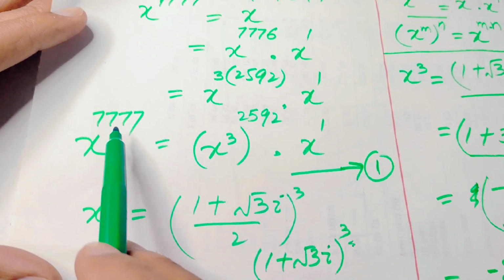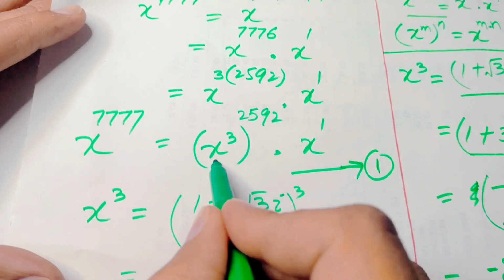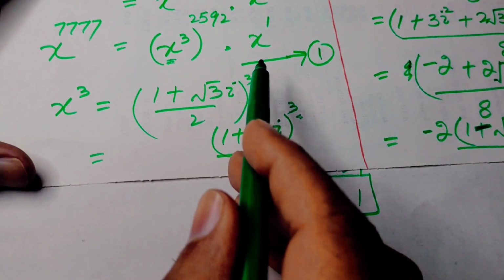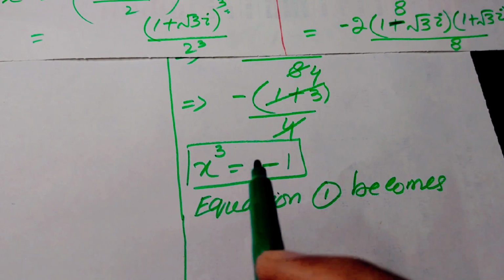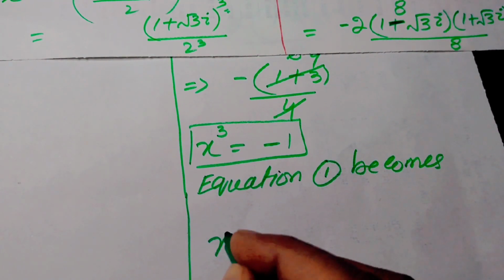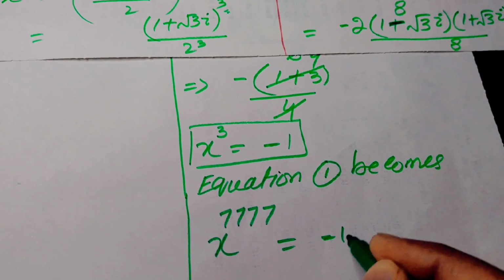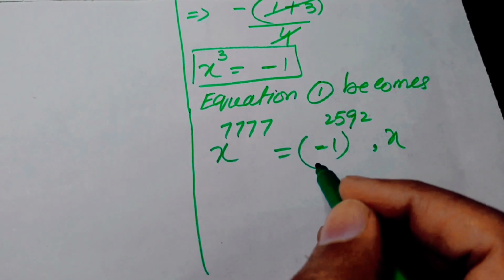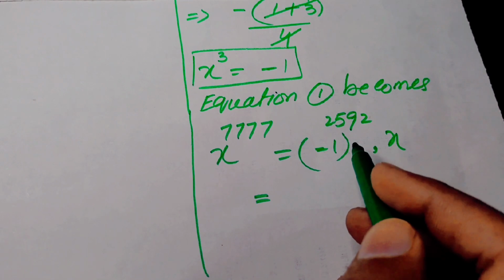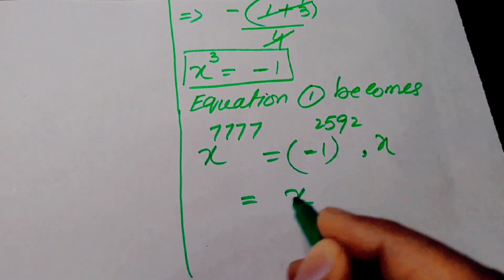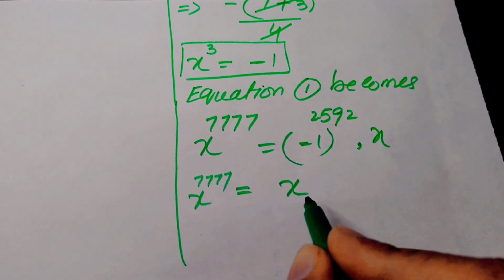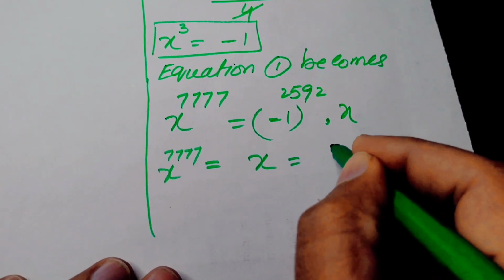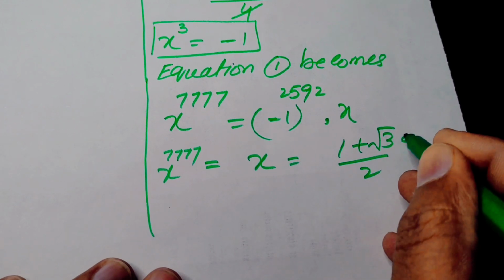Now we find the value of x to the power of 7777. In order to find this value, first we found the value of x cube, which is minus 1. We just substitute this value in equation number 1, and we will find our required value. We put x cube is equal to minus 1 in equation number 1, and equation number 1 becomes x to the power of 7777 is equal to (minus 1) to the power of 2592 times x. And here we can see that when the power of a negative term is an even number, it becomes positive, or plus 1. So finally we obtain the value of x to the power of 7777 is equal to x, and we know that the value of x is (1 plus square root 3 i) over 2. So we substitute it here, and we will write it as (1 plus square root 3 i) over 2.